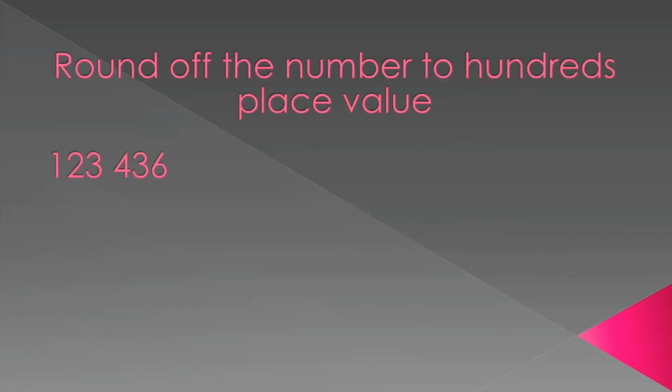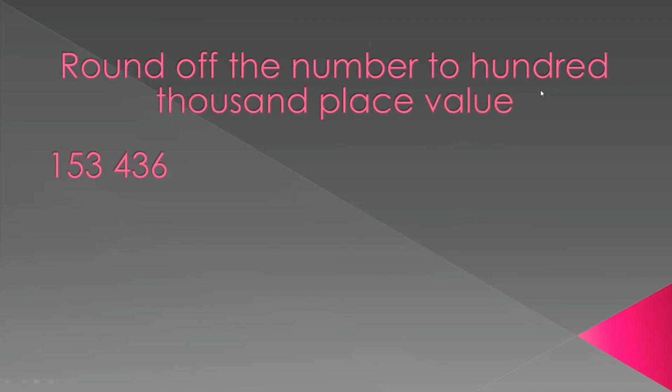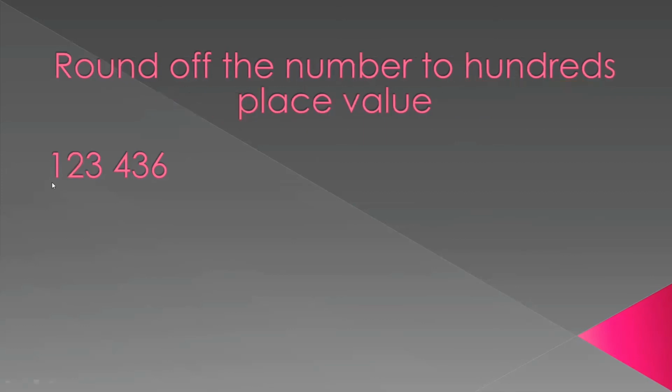So first is to round off the numbers to hundreds place value. So what we are going to do is to identify what is the hundreds place value, or the digit in the hundreds place value, dahil yun yung i-round off natin. So, yung 100,000 is the, ayan. So, 100 place value. So, yung digit natin sa 100 place value is yung ating 4.